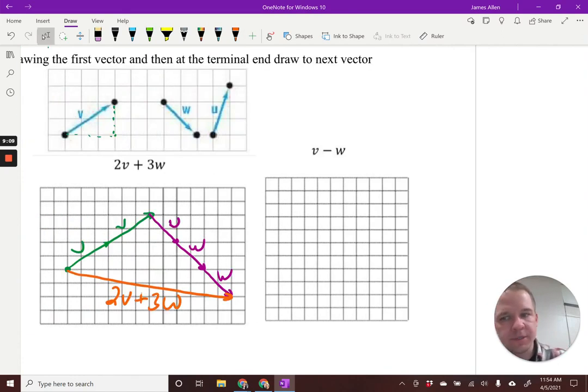So we got some subtraction here. Interesting. Okay. So if I've got, let's see here. So we start here with v. I go over 3 and up 2. Boom. There is v.